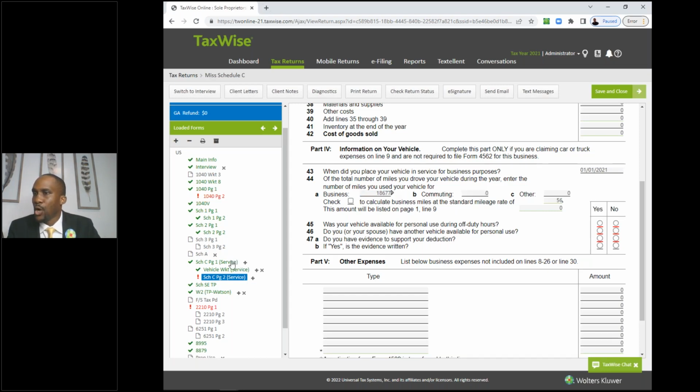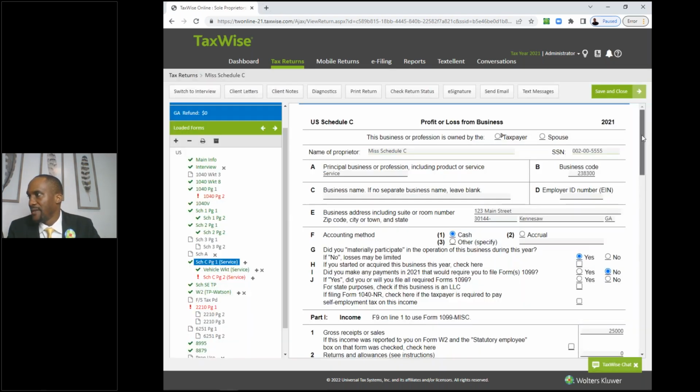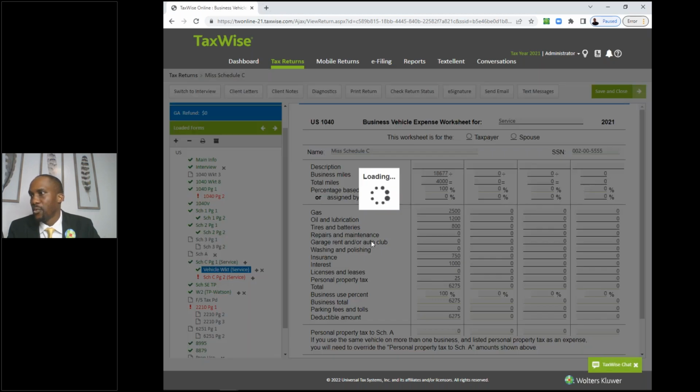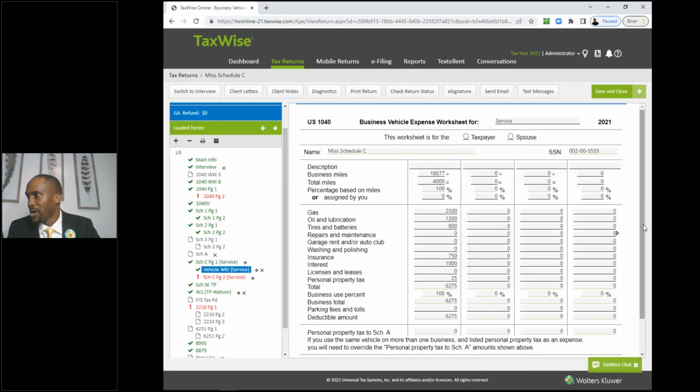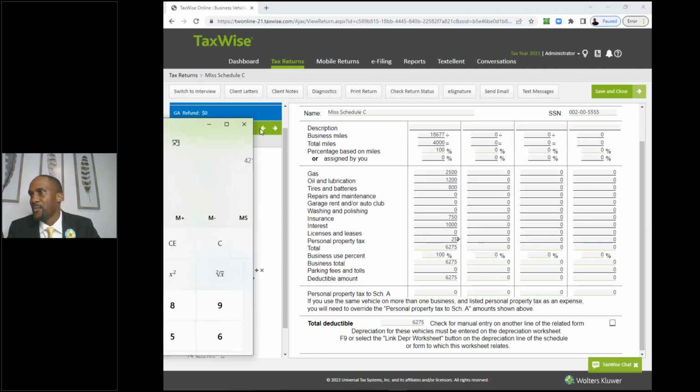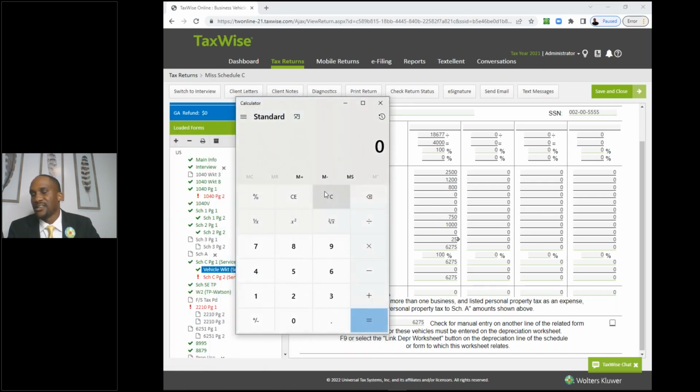We can come back over to that Schedule C. Oops, I'm sorry, I didn't switch it over there. Let me just come right back to that vehicle worksheet. And when I come back over to that vehicle worksheet, we've got the 18,677. So let me pull out my calculator and take a good look at that. You'll see that we've got 18,677 miles times 0.56.